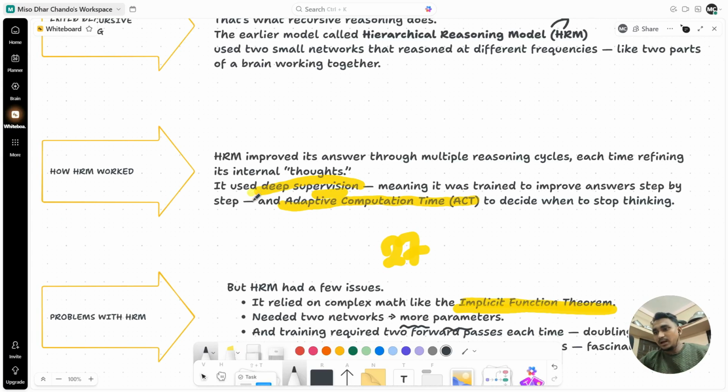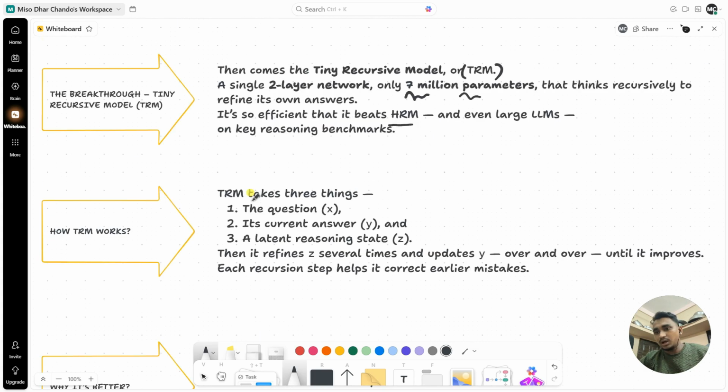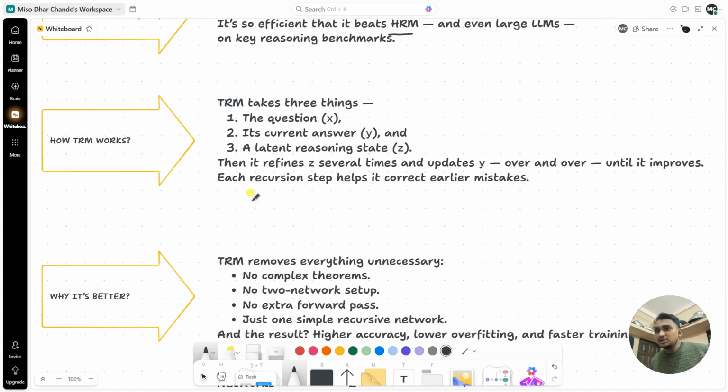So now let's see how the TRM actually works. TRM takes basically three things, which we already discussed: the question, which is X; the current answer, which is Y; and a latent reasoning state called Z, which we already saw before. Then it refines Z several times and updates Y over and over. It keeps updating the current result recursively to try to make it optimal, so each recursion step helps it correct its mistakes.